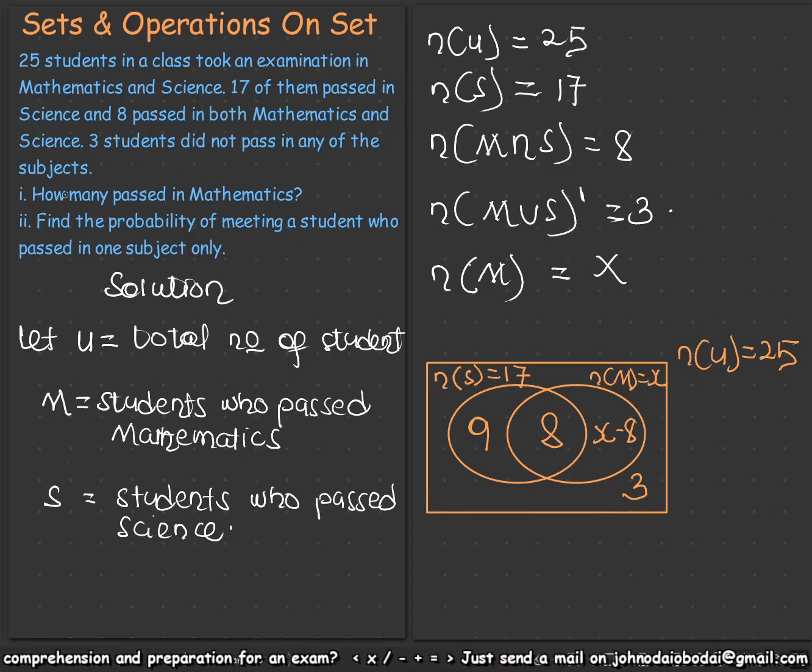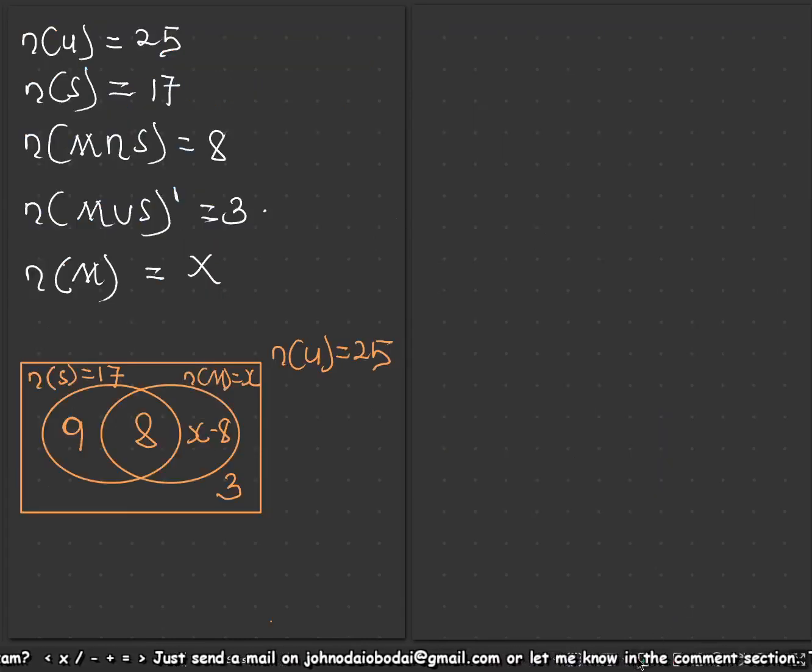Now, the first part of the question says, how many passed in mathematics? That is where you are going to need your equation to solve for that. So let's look at how we are going to do that. For that particular question, there are a lot of ways we can do it, depending on how well you understand your Venn diagram.